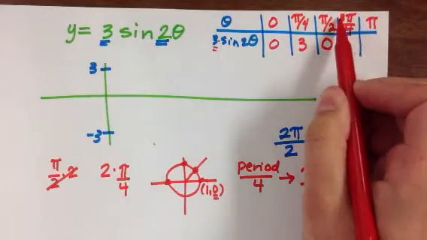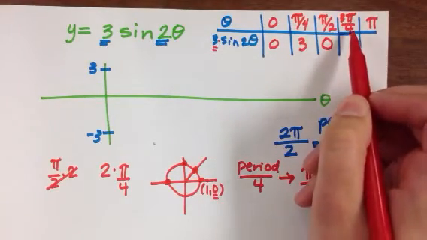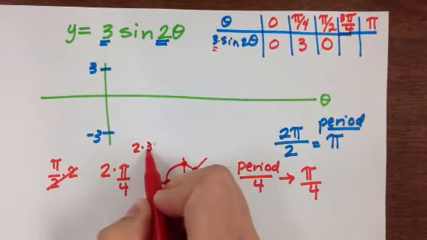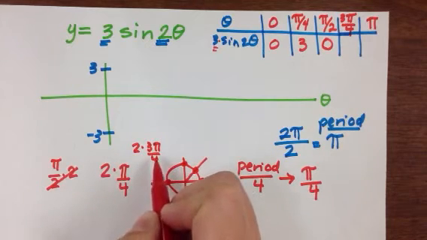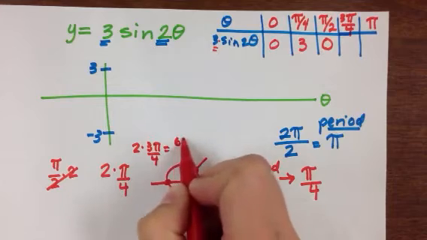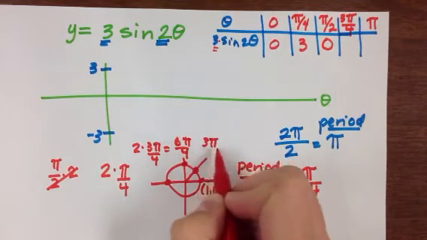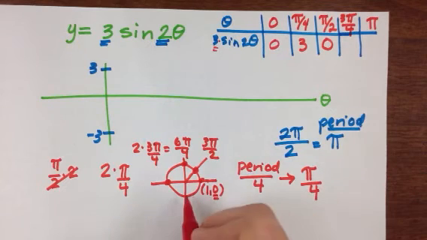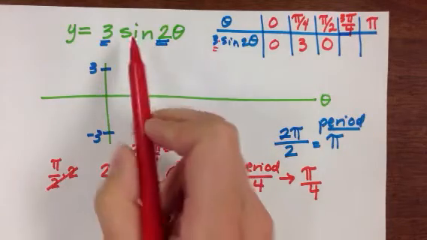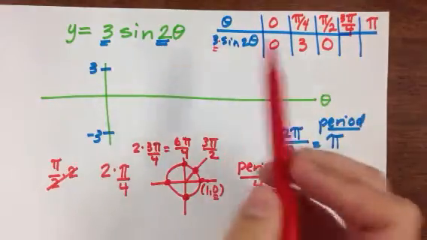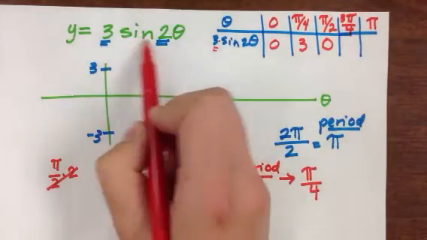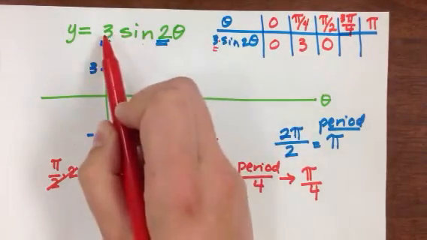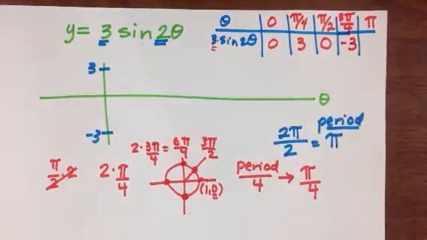Alright, now the next one we'll try is 3 pi over 4. 2 times 3 pi over 4 is 6 pi over 4, which reduces to 3 pi over 2. And we know that 3 pi over 2 is down here, and the sine value is negative 1. So sine of 2 times 3 pi over 4 is really the sine of 3 pi over 2, and the sine of 3 pi over 2 is negative 1. But if all this equals negative 1, I take negative 1 times the 3, which is negative 3.